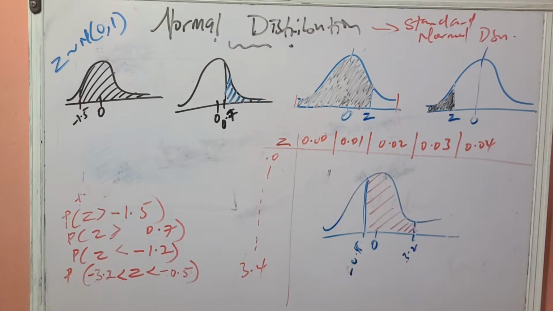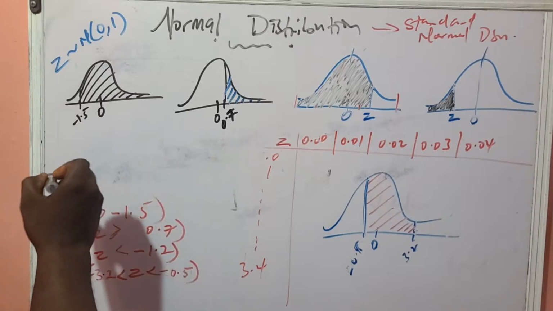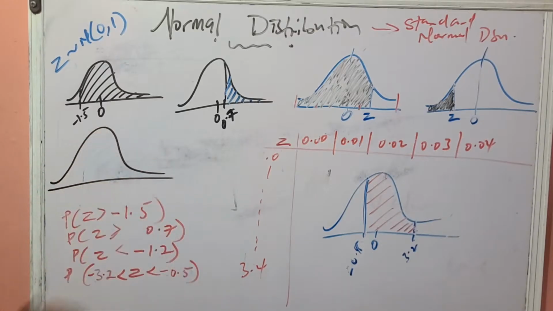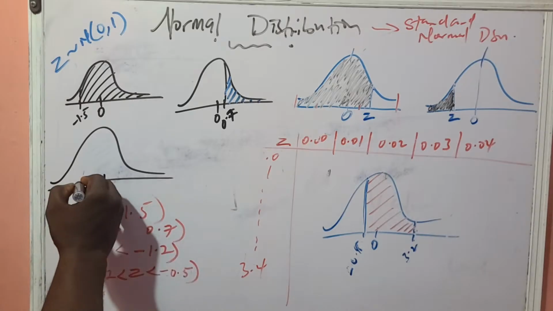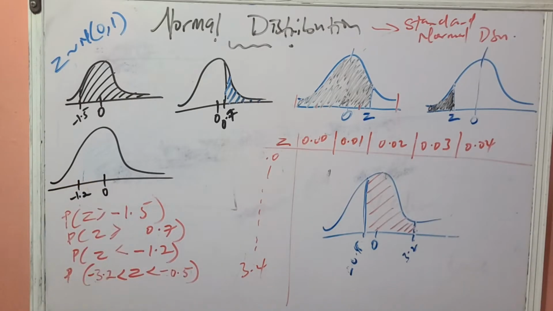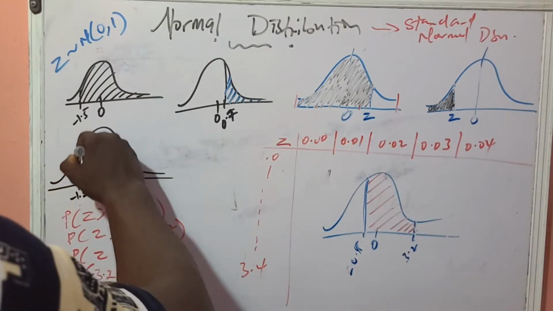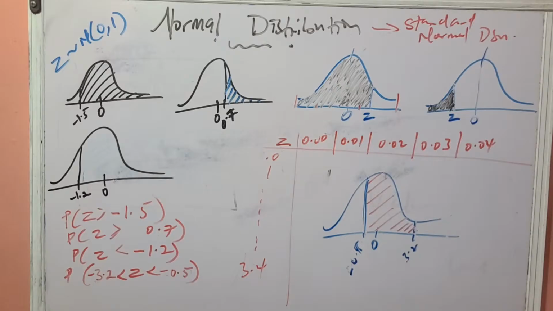All right. And looking at the next one, we have minus 1.2. So if this is 0, then minus 1.2 should be here. Now I identify that, and of course, just draw my line like this. I'm interested in less than here. So obviously, I'll be shading this part.